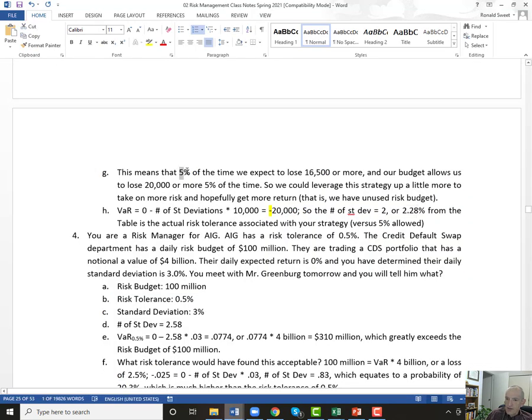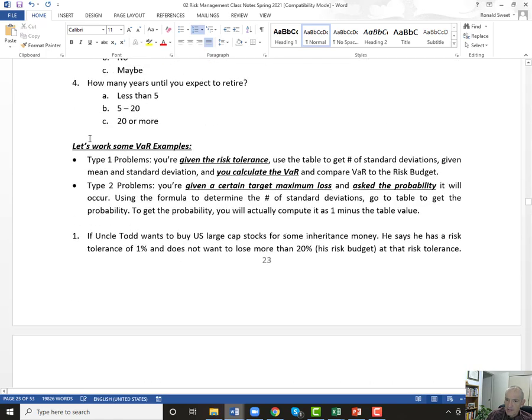Your risk tolerance is 5%, but this particular portfolio only has a 2.28% chance of losing $20,000 or more. And so you can see what I'm in. Let's go back up here and see what I'm in. What you have to be able to do for type 1 problems is you just calculate the VARs. Most students, 90% of students, get 100% on those problems.